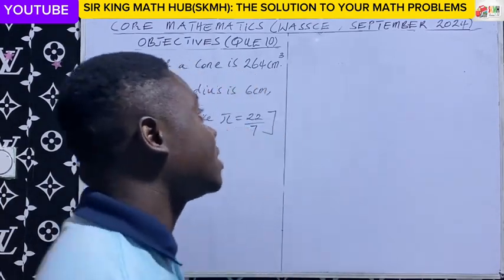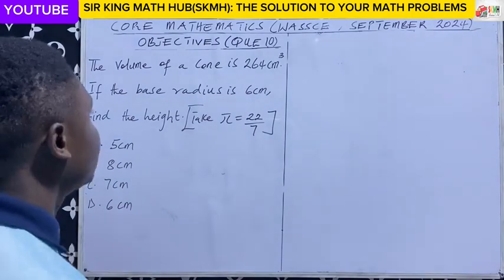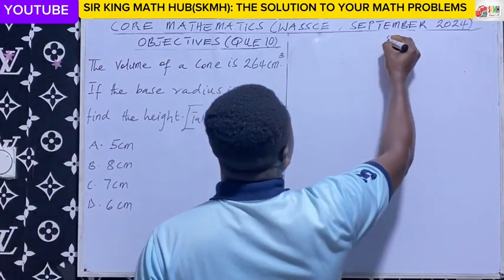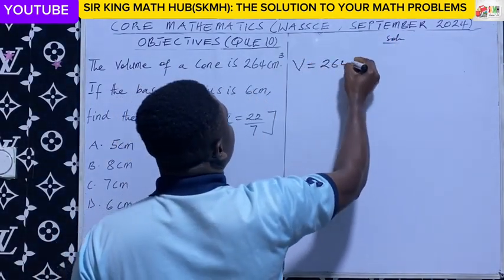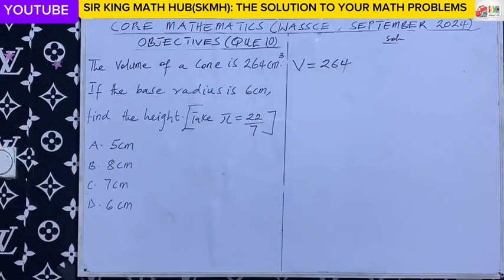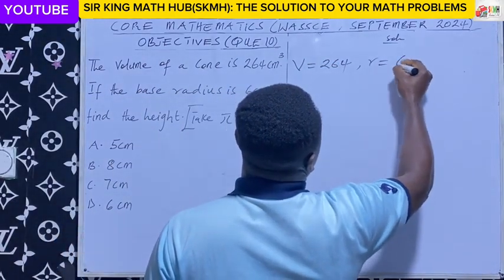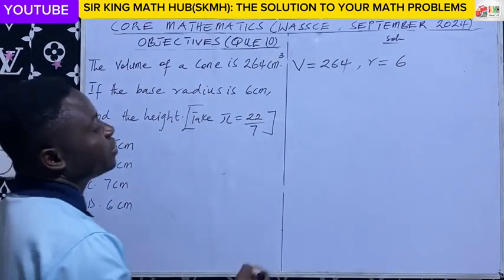Core Mathematics, WASSCE, September 2024. Objective question 10. The volume of a cone is 264 centimeters cube. The volume here is 264 centimeters cube. If the base radius is 6 centimeters, so the base radius has been given as 6 centimeters, we have to find the height of this cone.